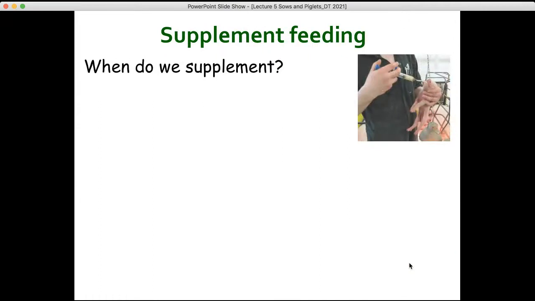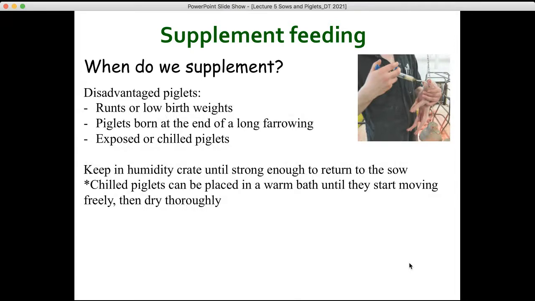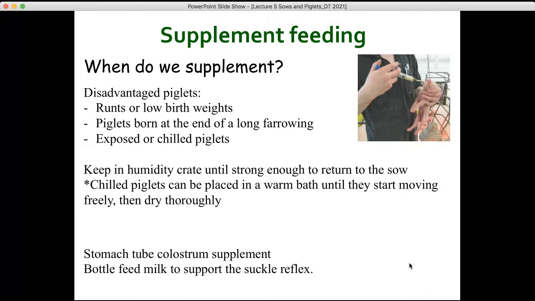Okay, so I talked about supplementary feeding of our piglets. When do we do that? So that's mostly for our disadvantaged piglets. And we've talked about the factors that make a piglet disadvantaged. What you can do if you are supplementary feeding some piglets is keep them in a humidity crate until they're strong enough to go back to the sow, because chilling is a really big risk factor. And yeah, we use stomach tubes for colostrum, or you can bottle feed.